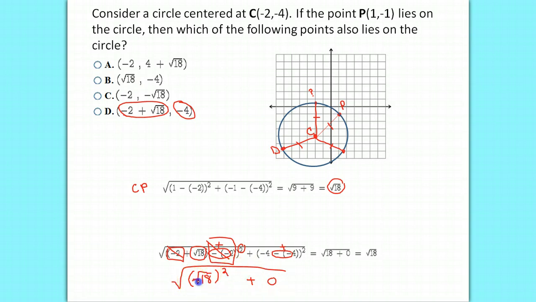Well, remember the square root and the exponent of 2 cancel, and so you're actually just going to get this 18 out. So see, that's where this 18 right here is coming from, 18 plus 0. And then you have a square root over all of that. 18 plus 0 is just 18, so you leave it with the square root of 18. But that's as far as you need to go. You just need to know that those are the same. So I hope that helps. Let us know if you have questions.